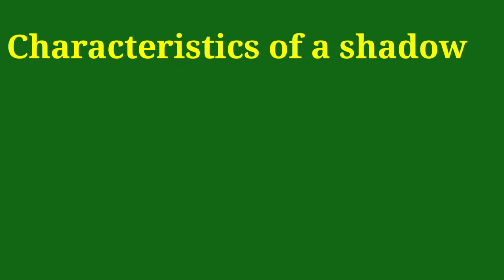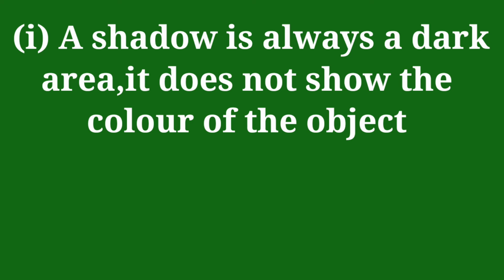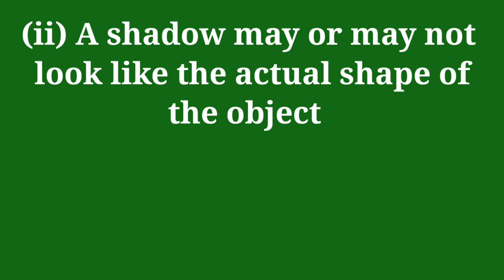So, characteristics of a shadow. A shadow is always a dark area. It does not show the color of the object. Very interesting. The second characteristic is that a shadow may or may not look like the actual shape of the object. These are all very common experiences.